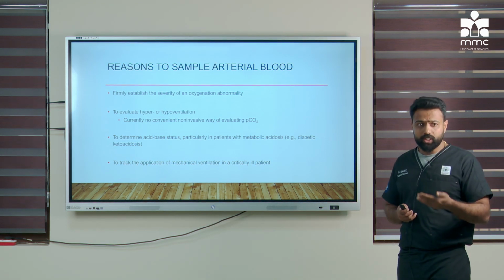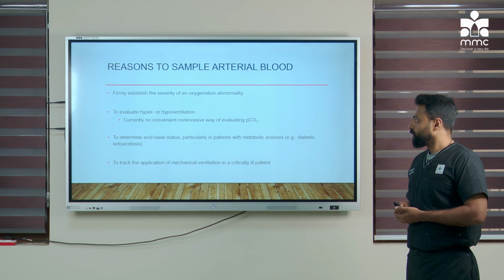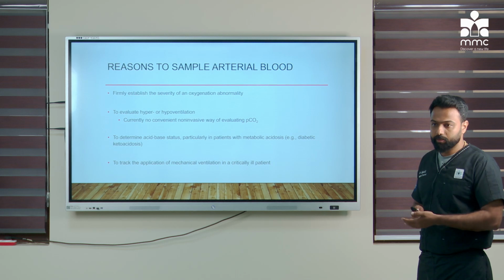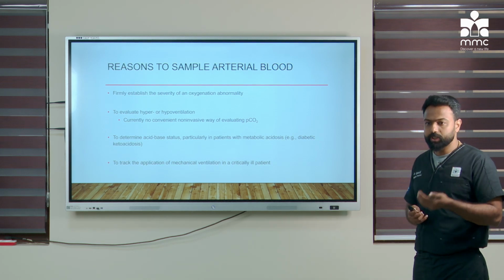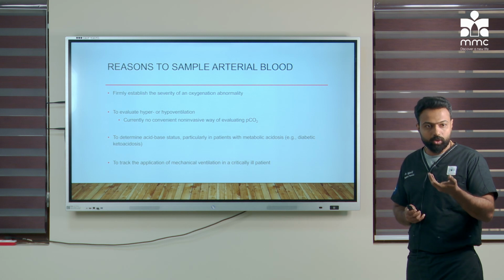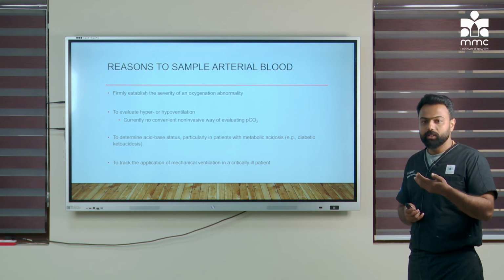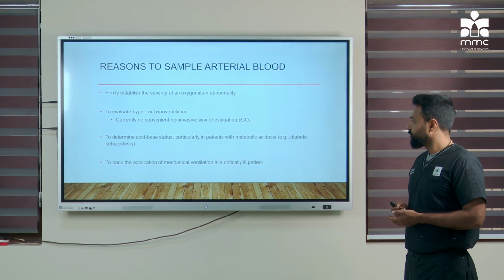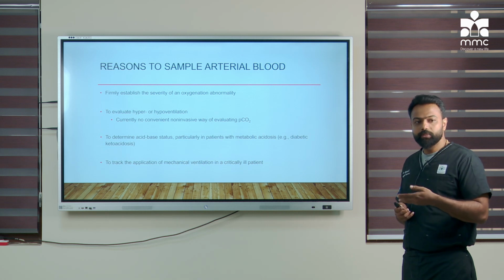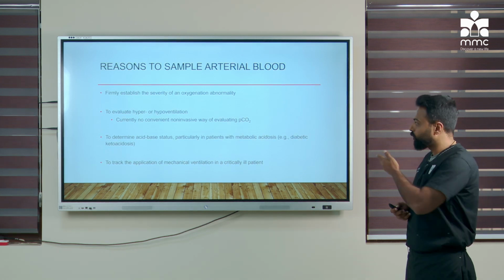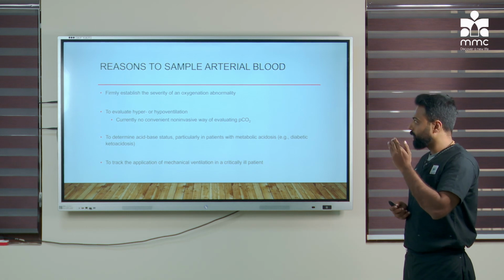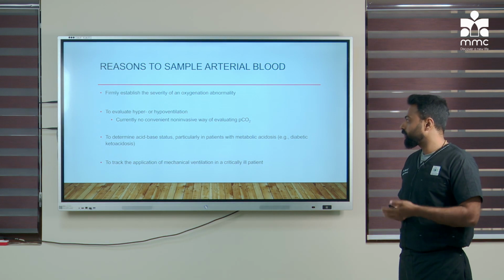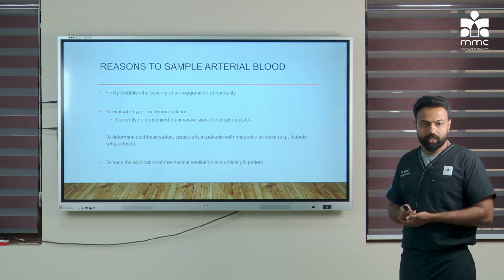So what are the indications for doing an ABG? Mainly we have to establish the cause of an oxygenation abnormality, right? If a patient is presenting with severe hypoxia and you are in doubt what could be the cause of the hypoxia, then that is an indication for doing an ABG. To evaluate somebody's hyper or hypoventilation and to know the patient's acid-base status. Most of the time we only look for the acid-base status, but the oxygenation status is the main thing also. So you have to look at the oxygenation status also. It is also to track the application of mechanical ventilation in a critically ill patient.